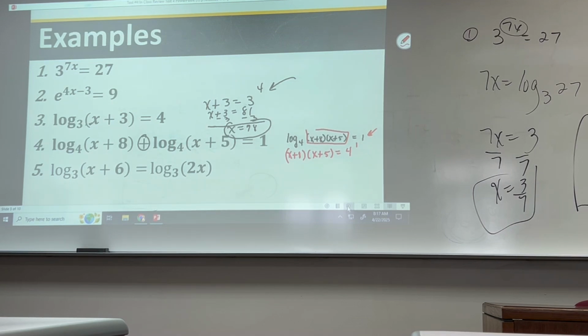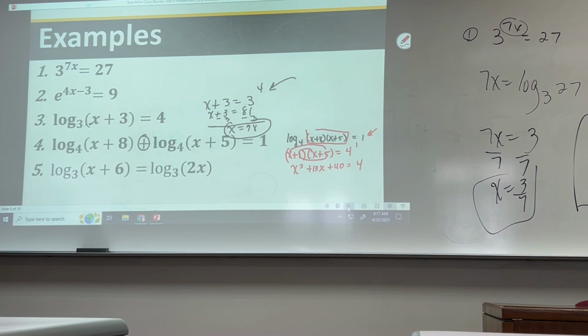Well, I can tell by looking that's going to be a quadratic equation. Can't you? Because we multiplied out, we'll have an x squared. So let's go ahead and multiply it out. X times x is x squared. The outer is 5x. The inner is 8x. So that adds up to 13x. And then 8 times 5 is 40. Equals 4 to the first, which is just 4.